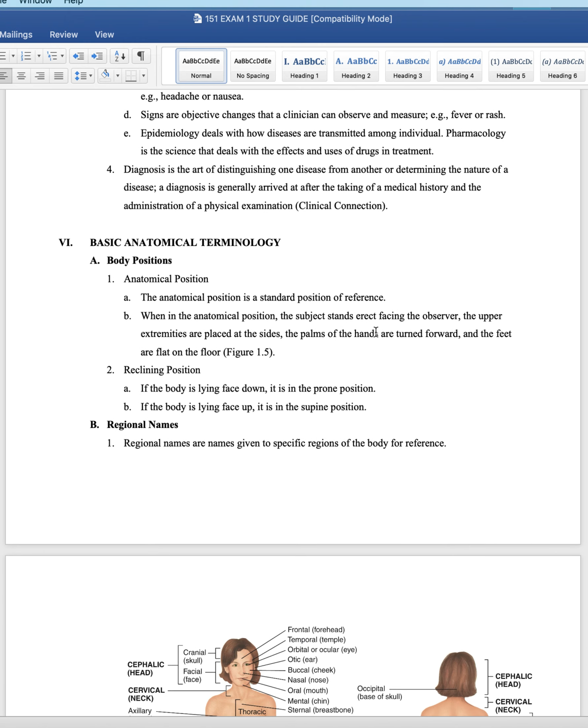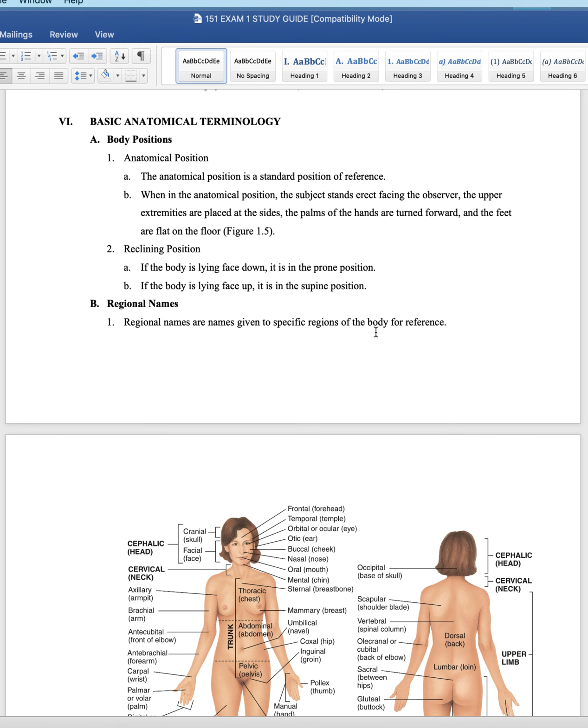All right, so what is on the exam in terms of body positions? So in anatomical position, you're going to have your hands down and your palms facing forward. Your feet are going to be flat on the floor with your toes facing forward. If you are laying down in a reclining position, when you are face down, it is the prone position. I apologize. If you are face up, it is called the supine position. There is a question on that, so do make sure that you know the difference here.